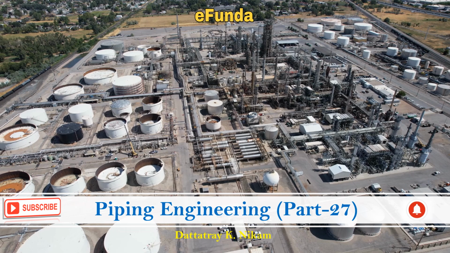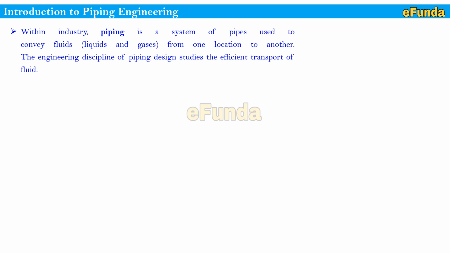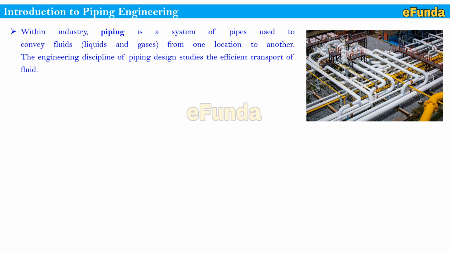So let's begin with our today's topic, that is piping engineering part 27. Introduction to piping engineering. Within industry, piping is a system of pipe used to convey fluid, that is liquid and gases, from one location to another location. The engineering discipline of piping design studies the efficient transport of a fluid. One can refer to the piping picture where you can see how systematically pipings are being installed so as to transfer the fluid from one location to another.